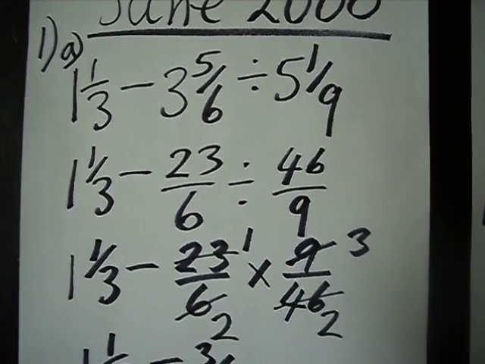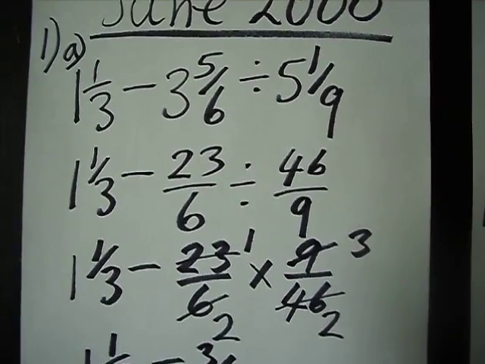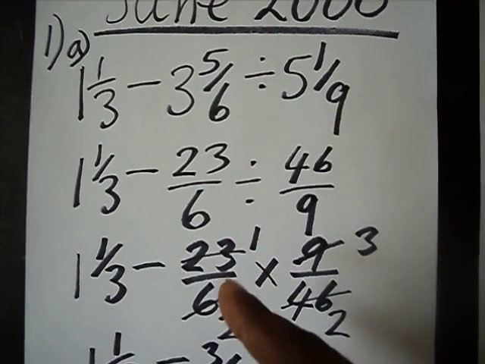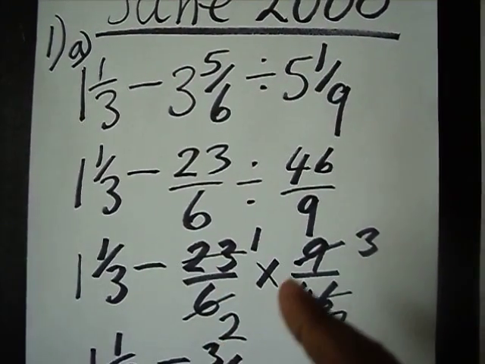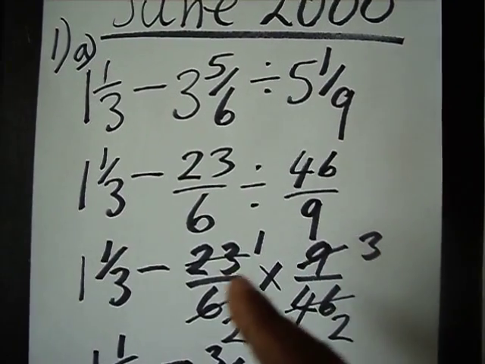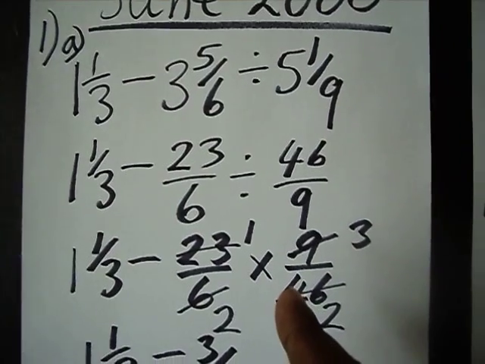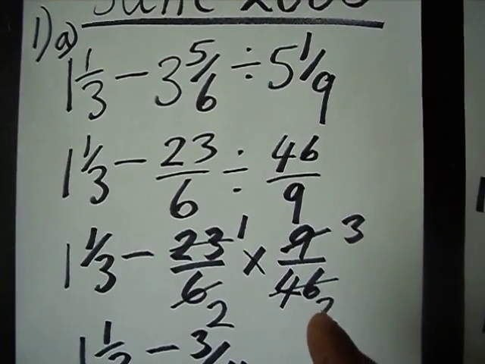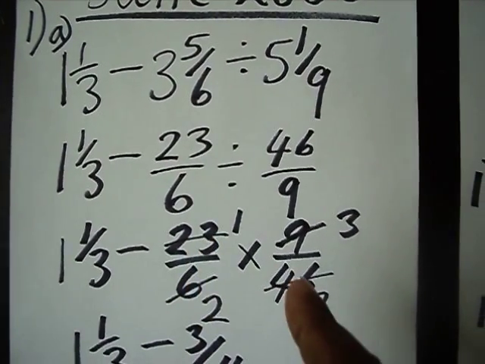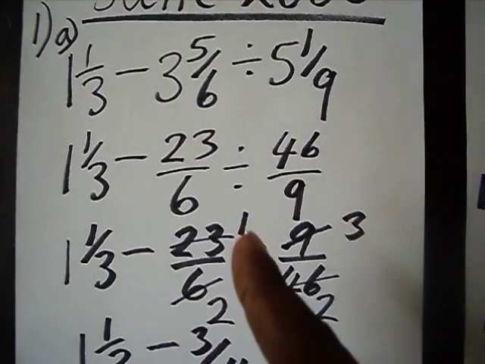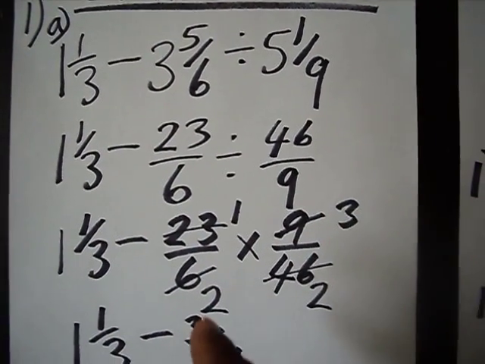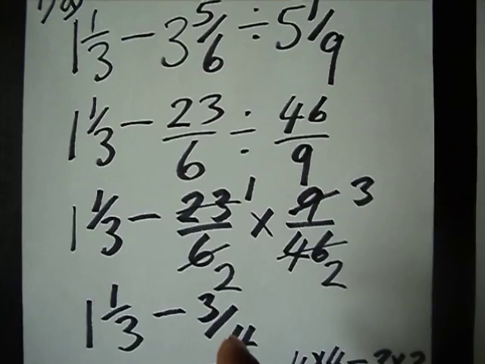Alright, then we are going to cancel. 3 into 6, 2. 3 into 9, 3. 23 into 23, 1. 23 into 46, that's 2. Okay, when you cancel, then you are going to multiply. 1 times 3 is 3. 2 times 2 is 4.